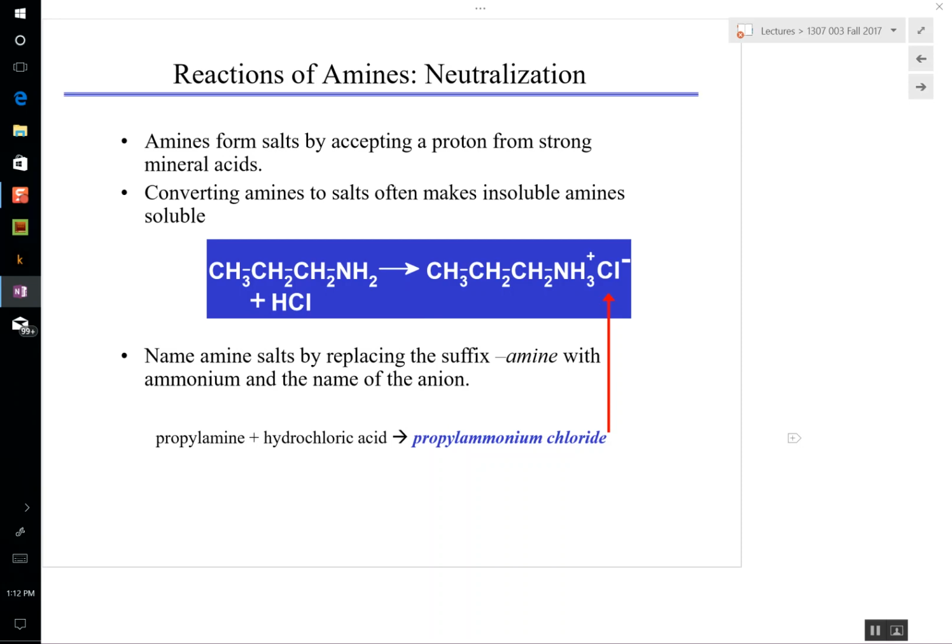Propylamine plus hydrochloric acid, propyl ammonium chloride. You see we've got a carbon and then we have 3 hydrogens coming off of this nitrogen. We've got 4 things bound to the nitrogen, which then acquires a +1 charge. The chloride is attracted to that positively charged ion. You get this salt, ionic salt.